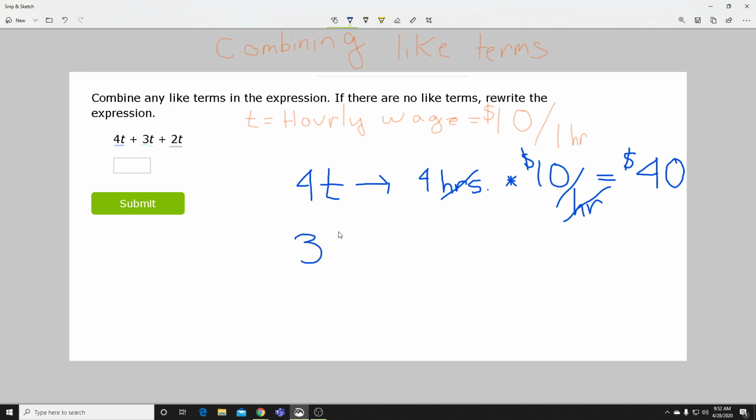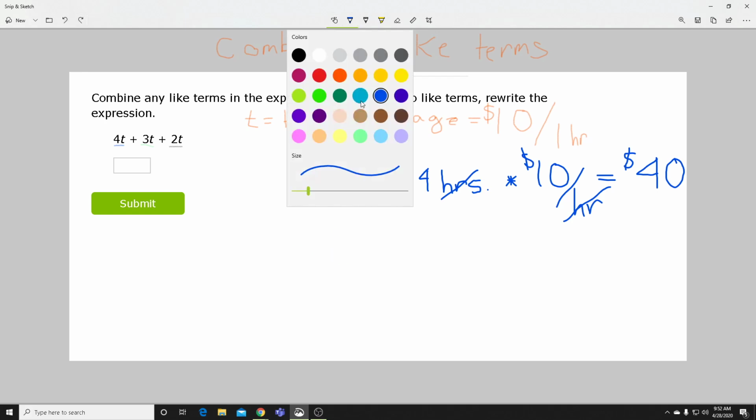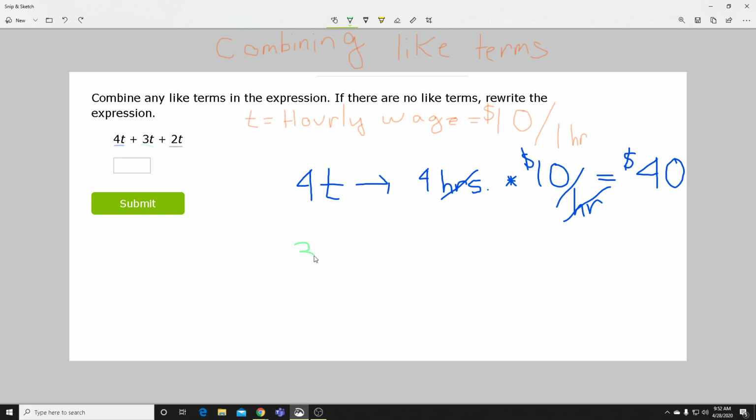So let's do the same thing. I'm not going to write everything out for the others. Let me use green though. So we have 3t. If we're working for 3 hours at $10 an hour, it's going to be $30. And then finally we have 2t here. So that means that we're working for 2 hours, making $10 each hour. So on Wednesday, maybe you make 20 bucks.